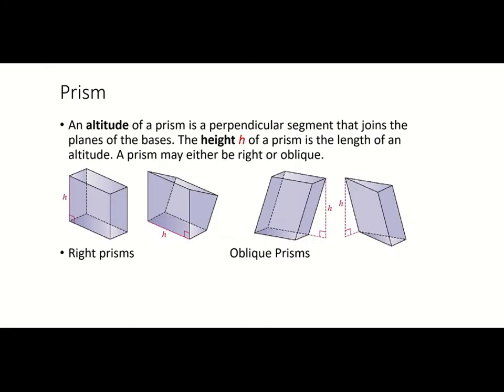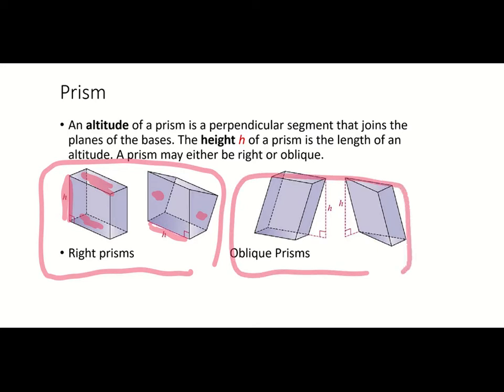The altitude of a prism is the perpendicular segment that joins the planes of the bases. So basically, think of it as like the height. So how far apart are the two bases? So here's our base, here's our other base, here's the height or the altitude. And again, the height or the altitude connects the two bases of the figure. We have right prisms here and oblique prisms here. We're going to talk about the difference of those in a second.